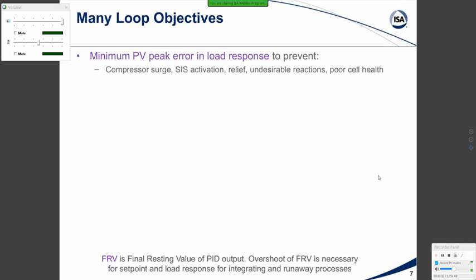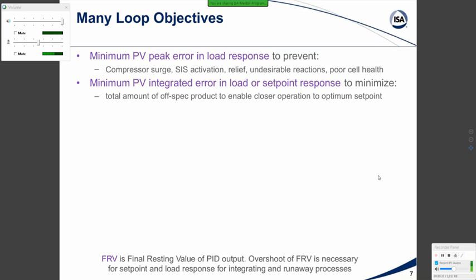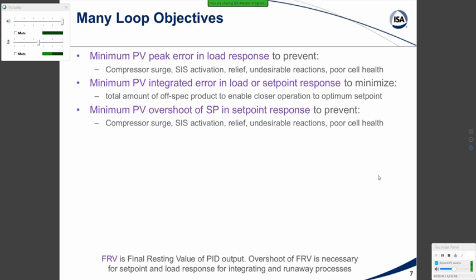Then we have a more detailed look at the loop objectives. We have the minimum peak error in the load response, and this has been more of a concern to me, even though I don't see it in the literature, in terms of preventing compressor surge, safety instrumented system (SIS) activation, relief valves, rupture discs, undesirable reactions, and poor cell health. Most of what we see in the literature is on integrated error in terms of lower set point response, minimizing the amount of lost product to enable closer operation to the set point.